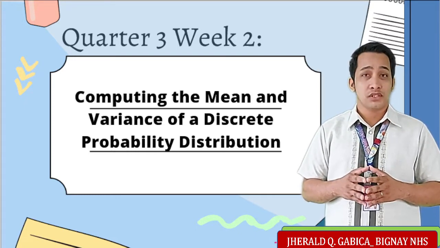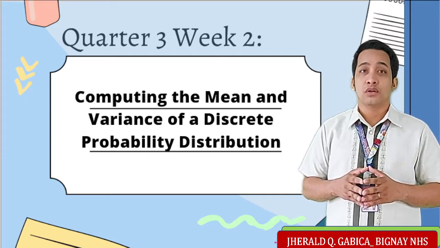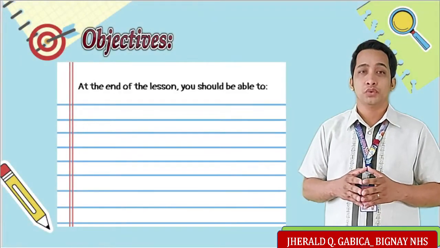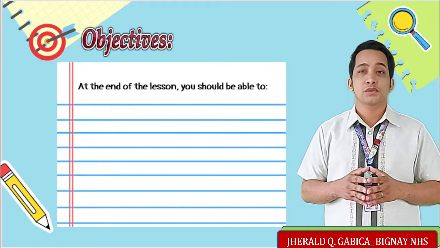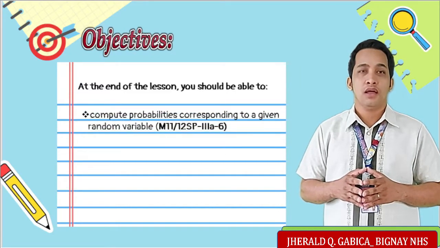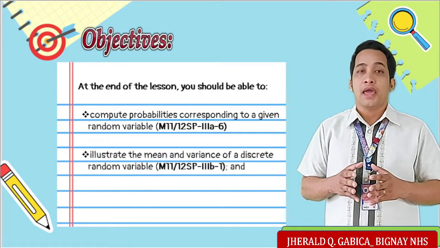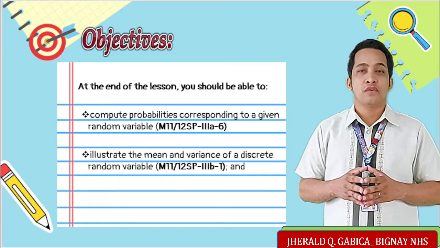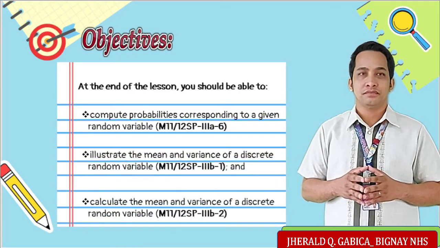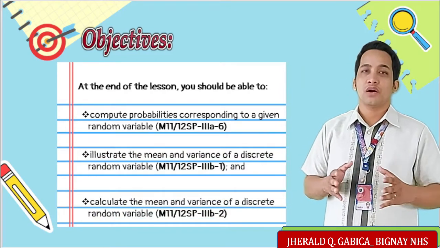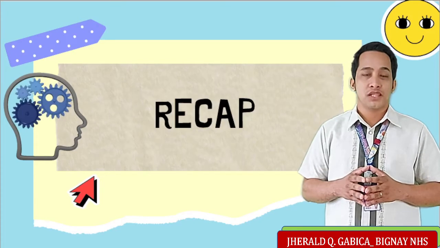Before we start with our discussion, let's take a look at our learning objectives. At the end of the lesson, you should be able to compute probabilities corresponding to a given random variable, illustrate the mean and variance of a discrete random variable, and calculate the mean and variance of a discrete random variable. Are you ready? Great! First, let's now have a quick recap of our previous lesson.